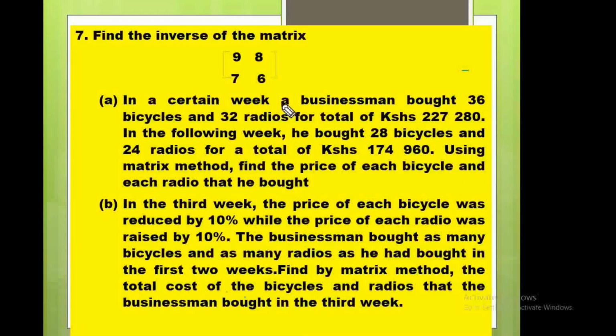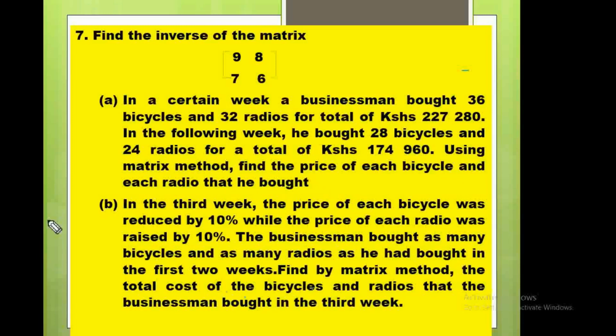in a certain week, a businessman bought 36 bicycles and 32 radios for a total of 227,280 Kenyan shillings. In the following week, he bought 28 bicycles and 24 radios for a total of 174,960 Kenyan shillings. Using matrix method, find the price of each bicycle and each radio that he bought.